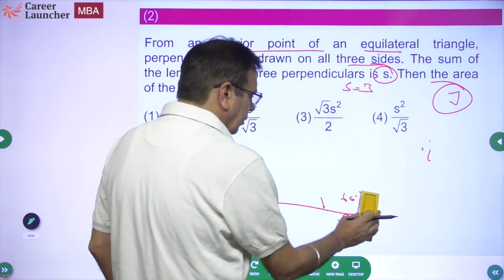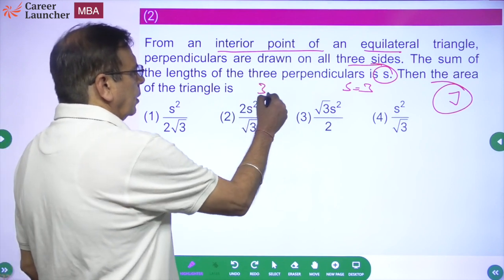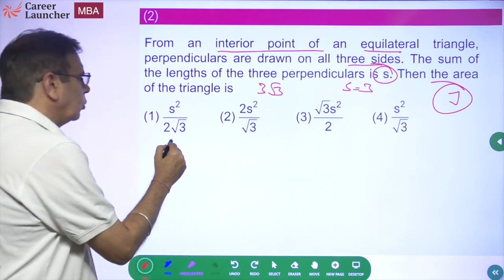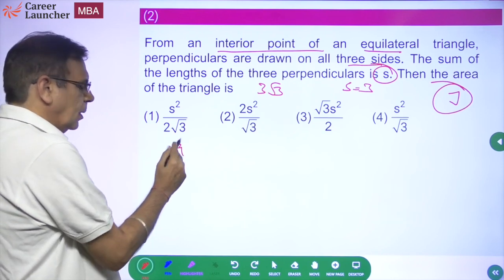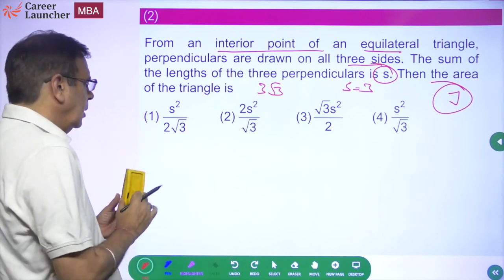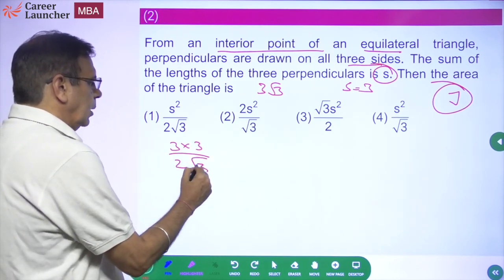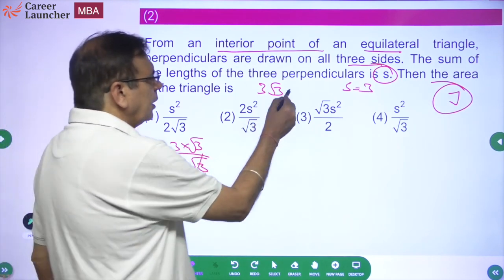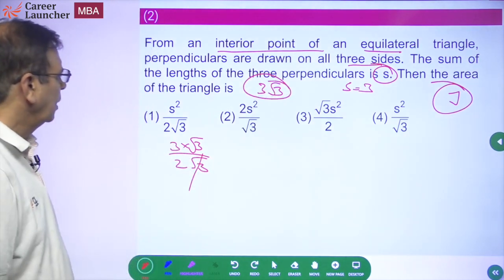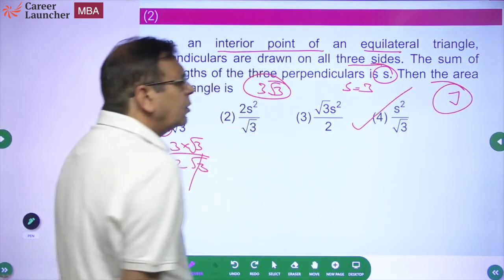So if the area is 3 root 3, let's look at the choices. What we are looking for is put s equal to 3. If we have put s equal to 3 out here, what do I get? 3 into 3 upon 2 root 3. So we get 3 root 3 by 2. We don't want 3 root 3 by 2, we want 3 root 3. What does that mean? If you remove this 2, you will get the answer, right? This should be the answer.